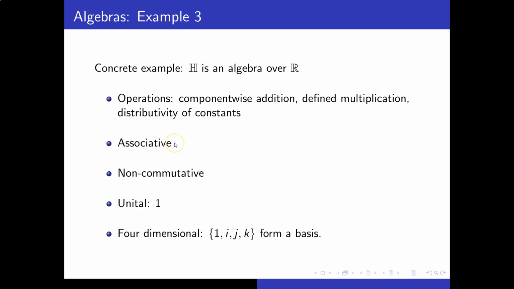It is definitely associative. It's a nasty little computation, but it works. It is also definitely non-commutative. i times j is k, but j times i is negative k. It's unital. I've got 1 inside there. And it's nice and finite dimensional, and in fact, it's four-dimensional. It has a basis consisting of 1, i, j, and k. So again, another algebra that you've seen. We haven't really identified it as such, but it is.